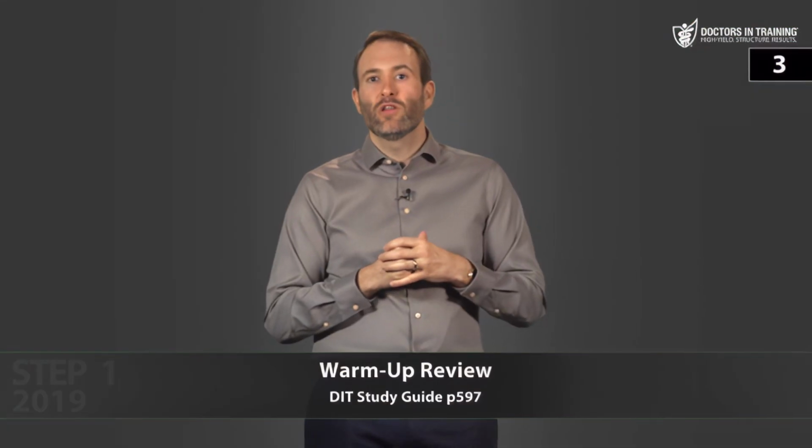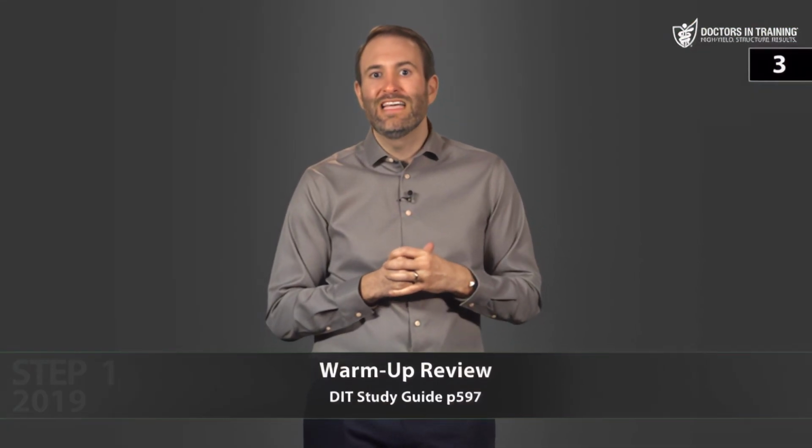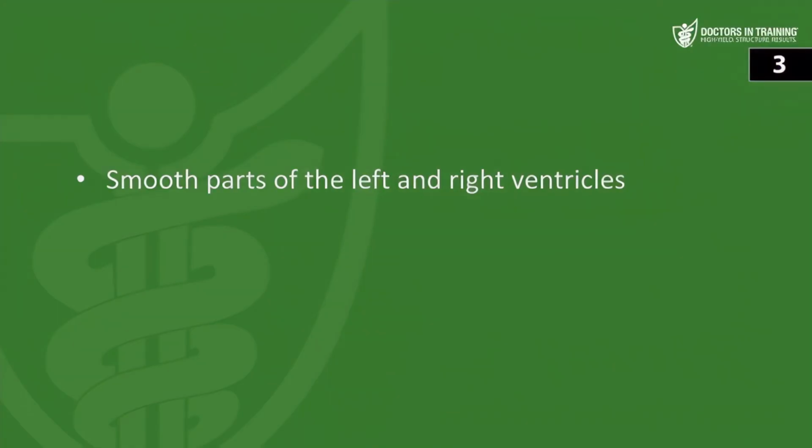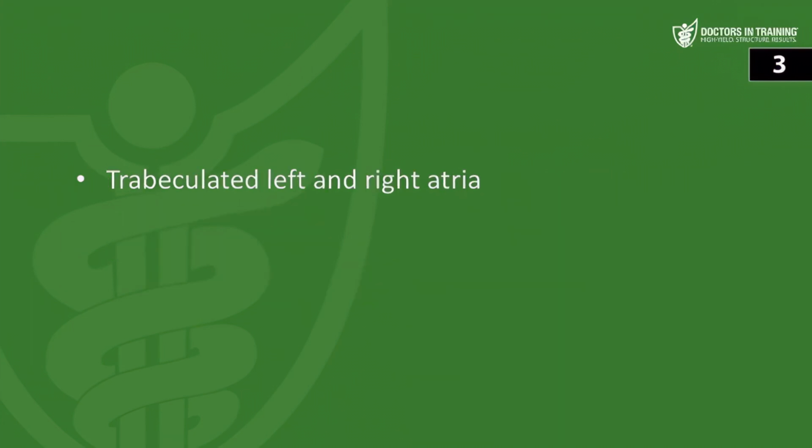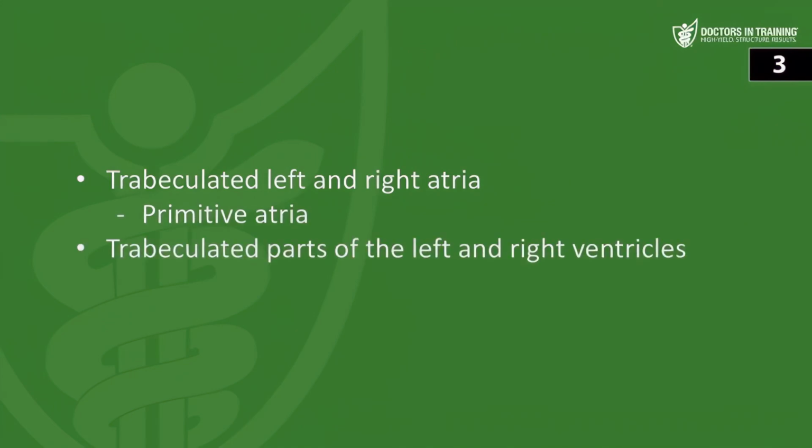Next, which embryologic structure of the heart gives rise to each of the following adult structures? So smooth parts of the left and right ventricles come from the bulbus cordis. Smooth parts of the right atrium come from the right horn of the sinus venosus. Trabeculated left and right atria are derived from the primitive atria. Trabeculated parts of the left and right ventricles are derived from the primitive ventricle.